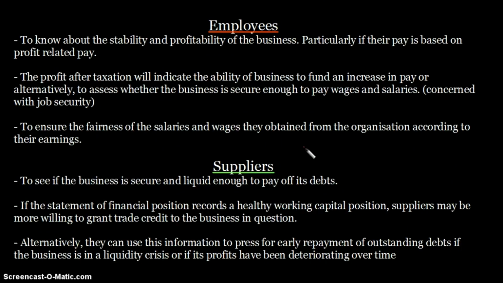Let's just have a quick go through them. Suppliers, of course, want to see if the business is secure and liquid enough to pay off its debts, because of the debts that it owes the suppliers. Generally you purchase from your suppliers on credit. You say I'll pay the suppliers one month later, or depending on your contract.